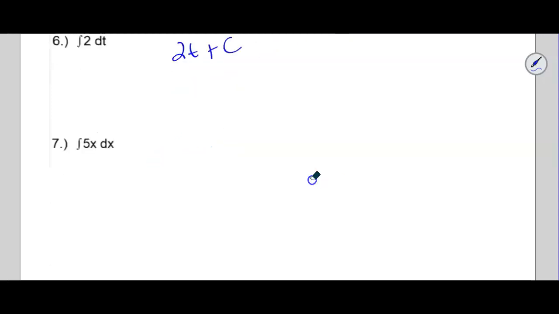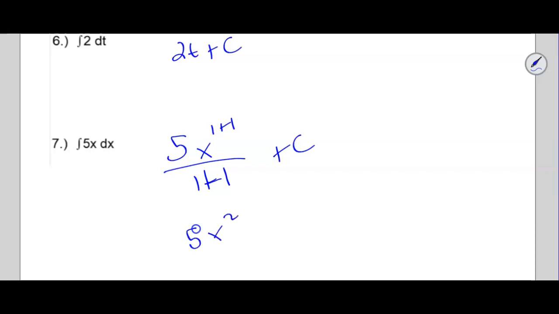Number 7 here, this one has an x. So remember, when we integrate this, we're going to do 5x. Remember the power is 1 here, so we're going to do 1 plus 1 divided by 1 plus 1, plus c, and then simplify this. X to the 1 plus 1 is 2, so you have 5x to the second divided by 2. So 5x squared over 2 plus c.